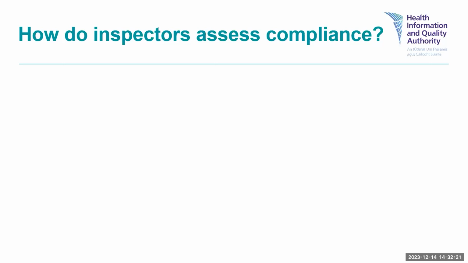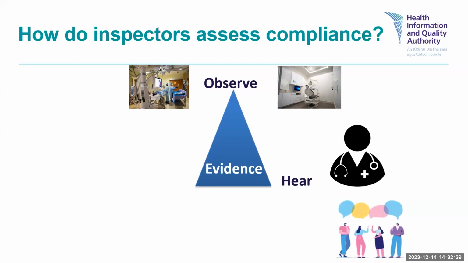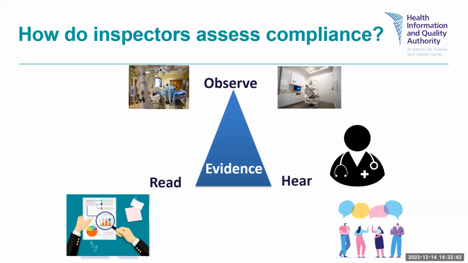More generally, and those on the call that have been involved in an inspection so far will know that inspectors gather evidence when they're out on inspection. They gather this by observing the practices that they see in place. So they go into different sections in the service, different rooms. They also speak with staff, and they read the policies, the procedures, and the guidance documents that undertakings have developed and made available to staff. And from this, we talk about triangulating our evidence, so bringing it all together and coming up with a judgment.